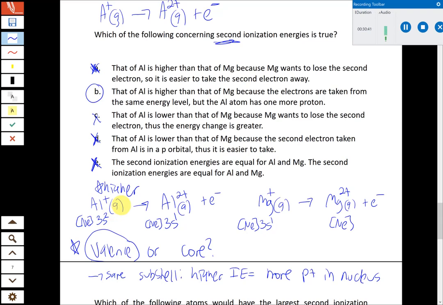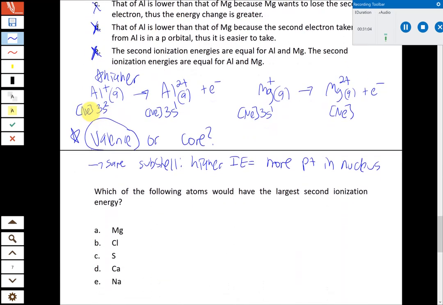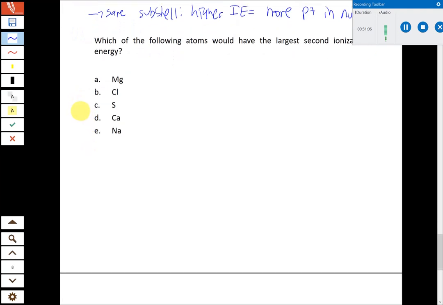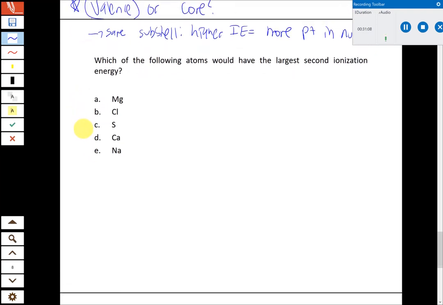So, there's some other things that come into play when we're talking about the first ionization energy, and actually the first ionization energy of aluminum would be lower than magnesium, we'd expect. But for second ionization energy, you have to first think about which electrons you're removing, valence or core. If they're both valence electrons, are they coming from the same subshell? They are, and in that case, the number of protons is going to dictate which one is easier or more difficult to remove.